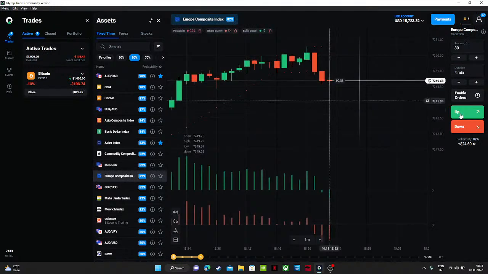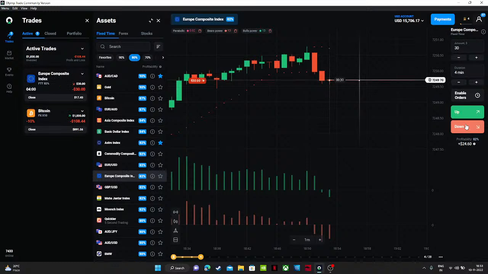In Euro Composite Index also we have a downside trade. The parabolic shifted, bulls power, bears power, both of the oscillators are below the zero line. So here we can make a downside trade.